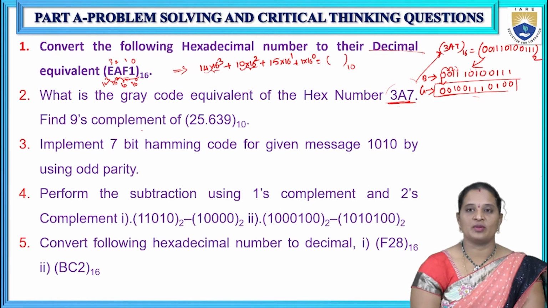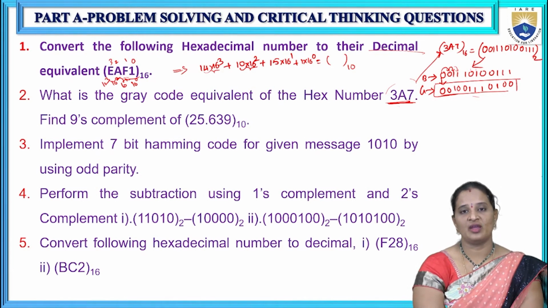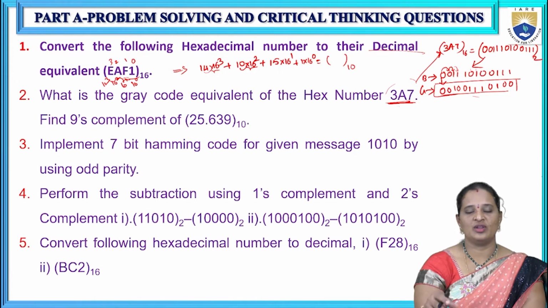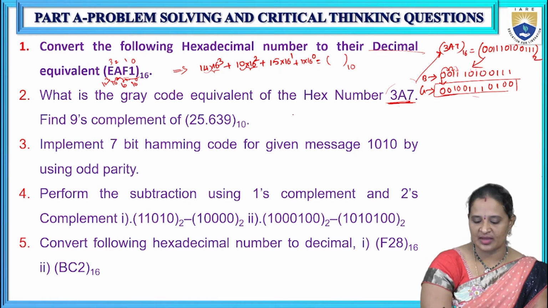Next, find the nines complement. How can we get the nines complement of a given decimal number? Simply by subtracting each digit of the given decimal number from 9, you will get the nines complement. So what is the number given?